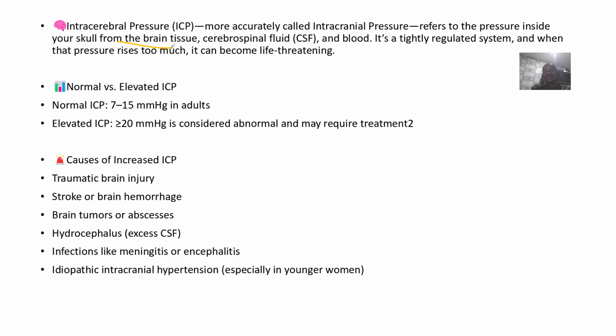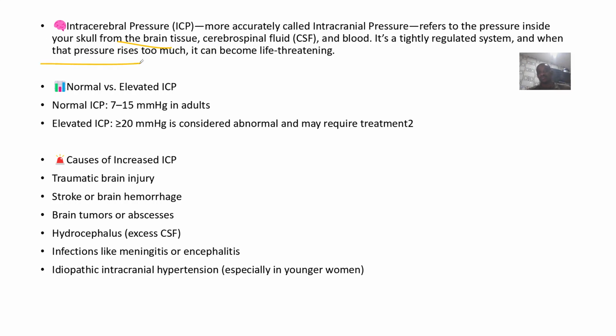Of course, if there's increased pressure, there's a disbalance in any one of these. It could be that cerebrospinal fluid is too much. It could be that brain tissue is growing too much. That's a tumor. Do you understand? It could be that maybe the blood is too much or blood is bleeding. Yes, there's a bleeding into the brain. So it's a tightly regulated system, right?